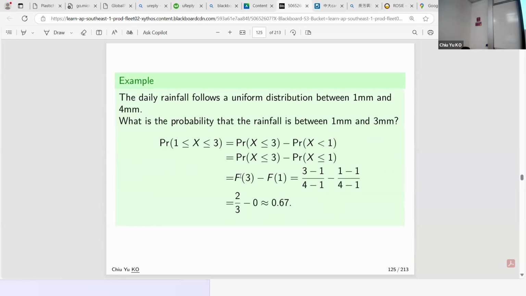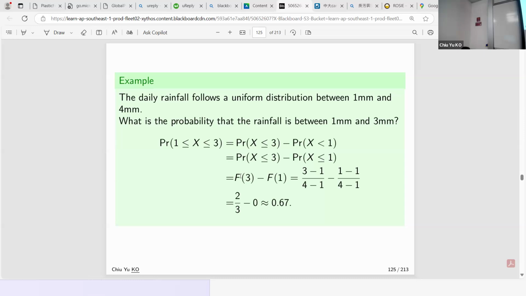Between 1 and 3, you can do it in 2 steps. Make it less than 3 minus less than 1. And this is the first equal sign. Because it's truly continuous, whether equal to 1 or not doesn't really make a difference. You can replace that, because that's a probability 0 event. And less than or equal to is the big F. So F for 3 minus F for 1. F for 3, just apply the formula. F for 1, put the formula there. That's 2 over 4. That's it. Nothing new.